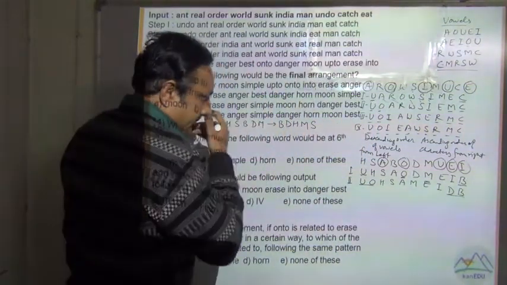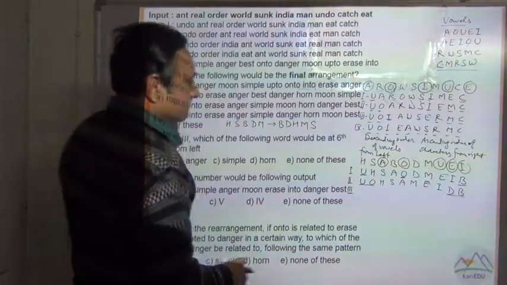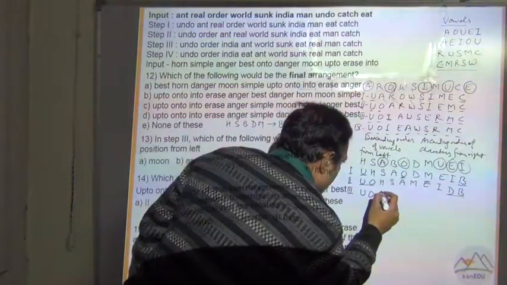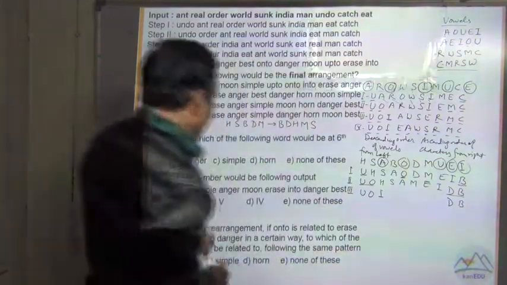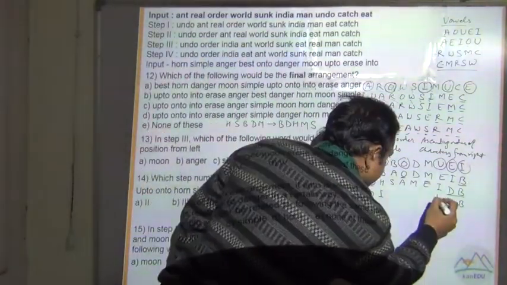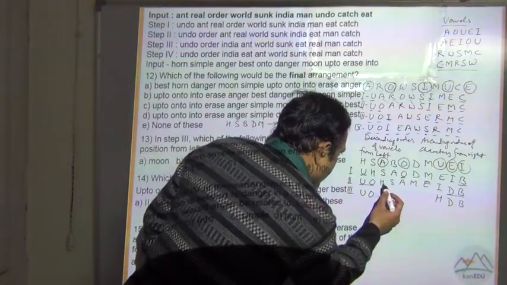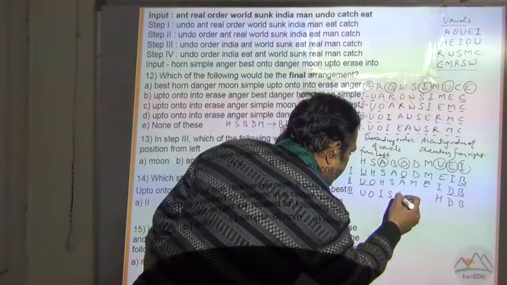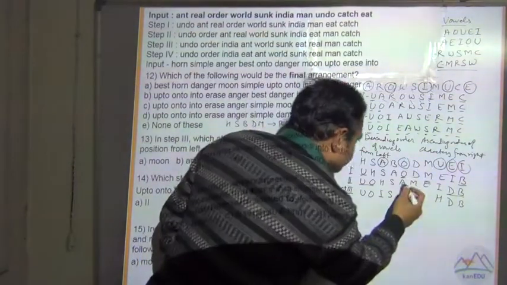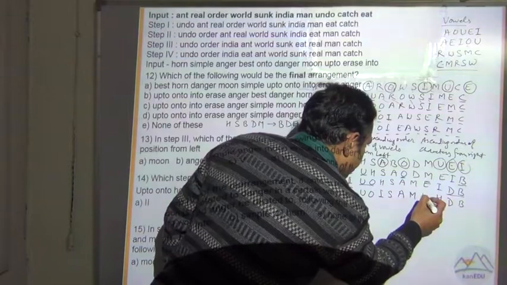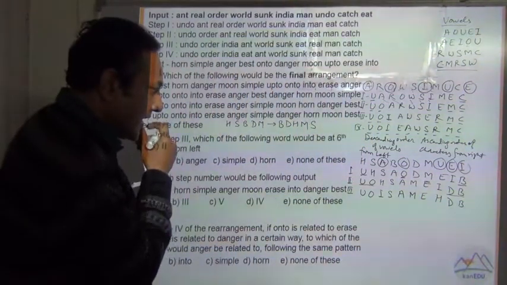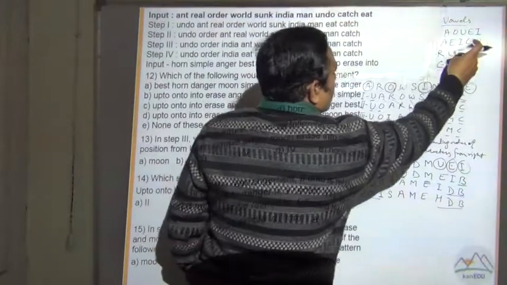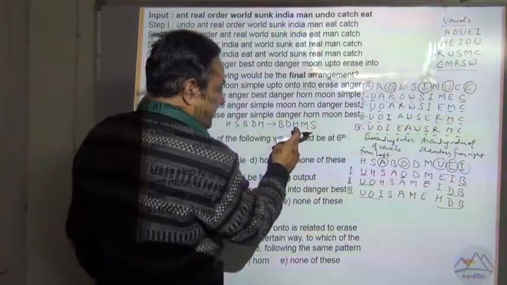Now we got these two. Now in the third step, U, O, then I, U, O, I, and D, B. After D, B, then we will get H. Now U, O, H has gone there, then I has come, so S, A, then M, E. Okay, so we got UOI BDH. Next is step 4.